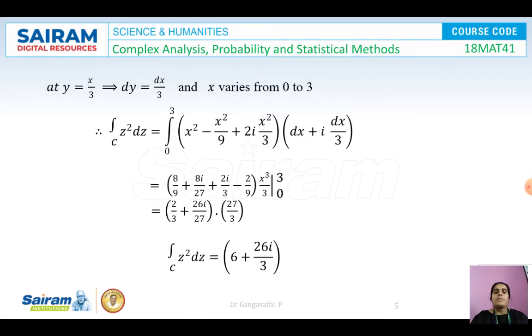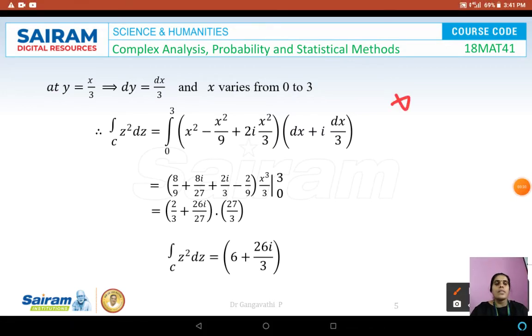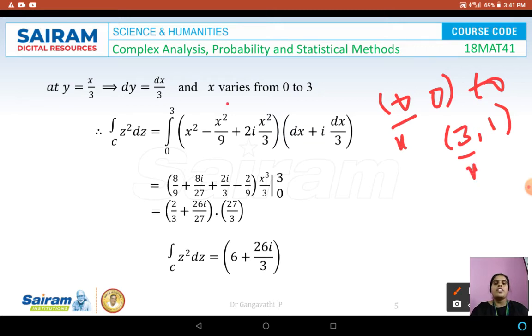Now observe that graph. y is equal to x by 3, and on differentiation dy is dx by 3. Here, for the equation y equal to x by 3, x varies from 0 to 3, because the points which we have considered are (0, 0) to (3, 1). The x coordinates clearly show that x varies from 0 to 3.